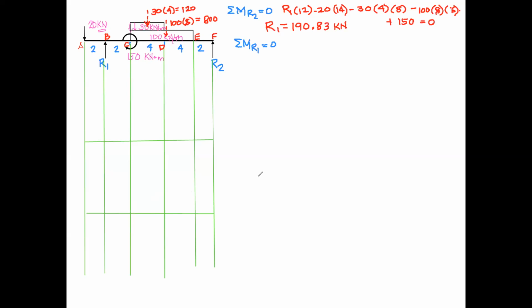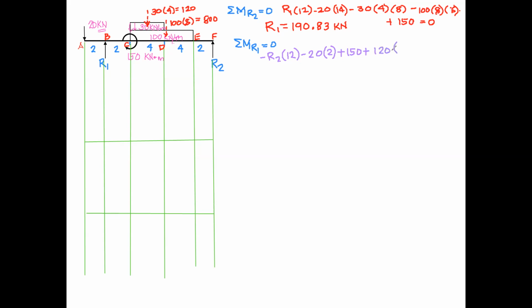Oh, sige, Jacob, ikaw naman. Ma'am, negative R2 po. Okay, negative R2 times 12, minus 20 times 2 po. Okay. Plus 150. Plus 120 times 4.